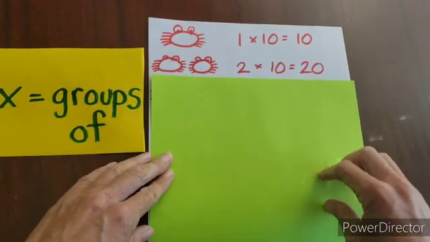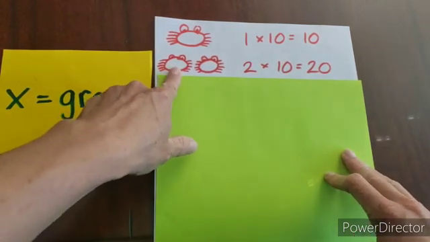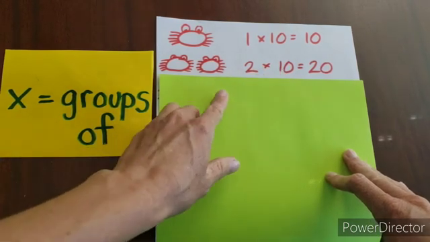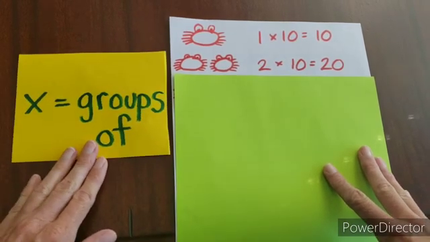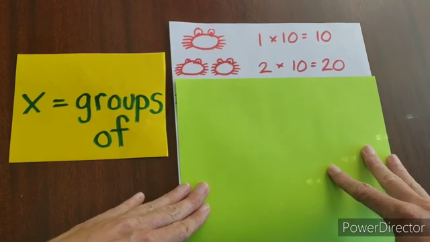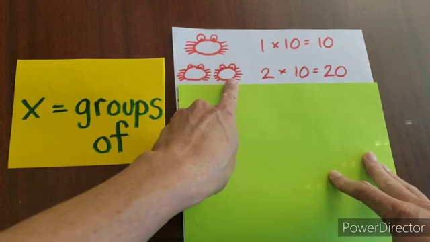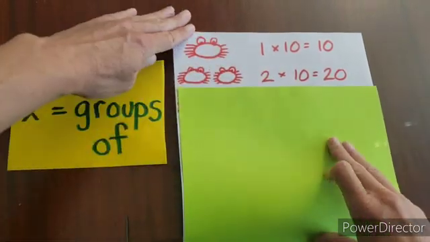But now what about if we have two crabs? So this is two groups of crabs, or two sets. So we want to know how many legs two crabs have. So we're really saying, what is 2 times 10? Anytime we have something times 2, that just means you're doubling it. And you are all so good at knowing your doubles facts. So it's really like saying, what is 10 plus 10? So we've got 10 and 10 here. 2 times 10 is 20.